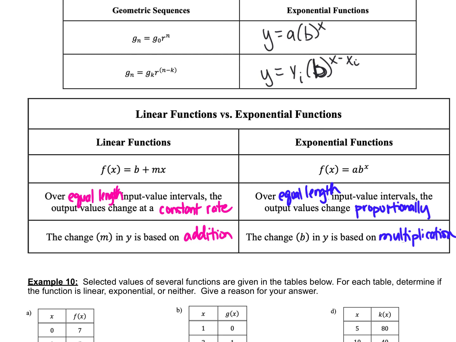Okay, so let's take a look at a couple of tables, and if we don't get to the back side, I don't care. It's just an extra example for fun. Right, so let's look at these.